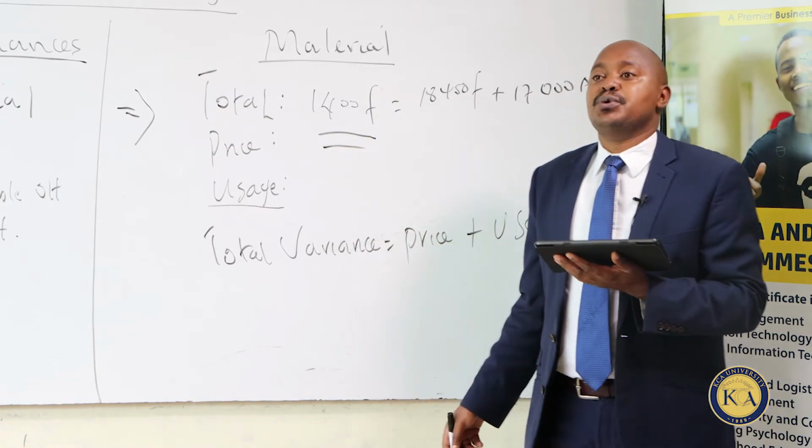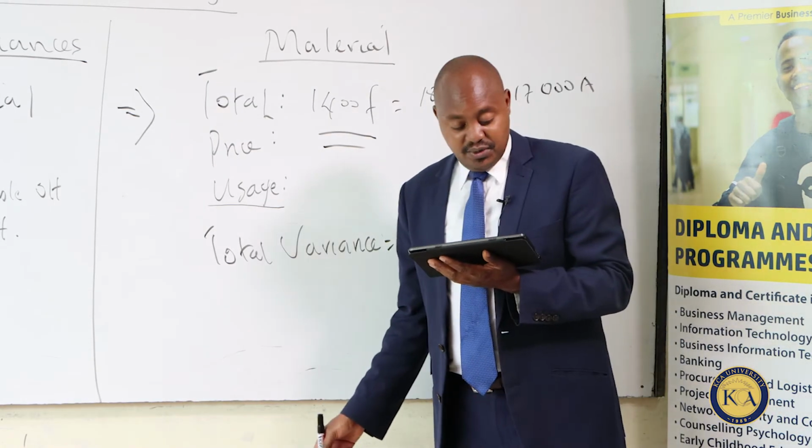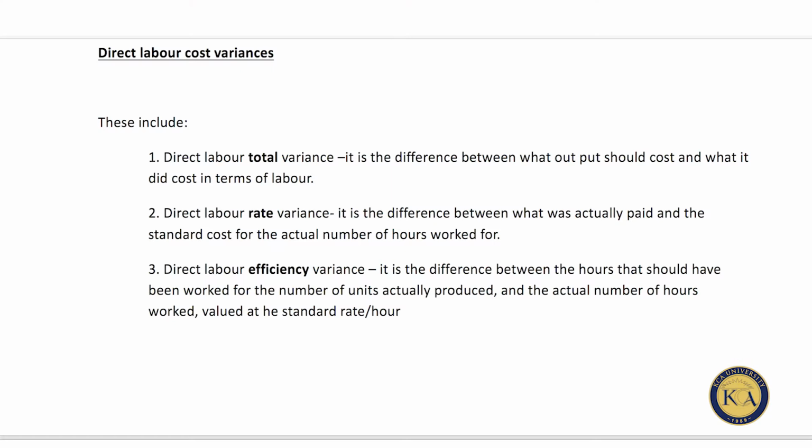We proceed on to the next variance, which is the direct labor cost variances. Again, just like the material cost variances, the labor cost variances are three. The main one is the direct labor total variance, and you have the two other variances, the direct labor rate variance, as you can see in the notes, and the direct labor efficiency variance.